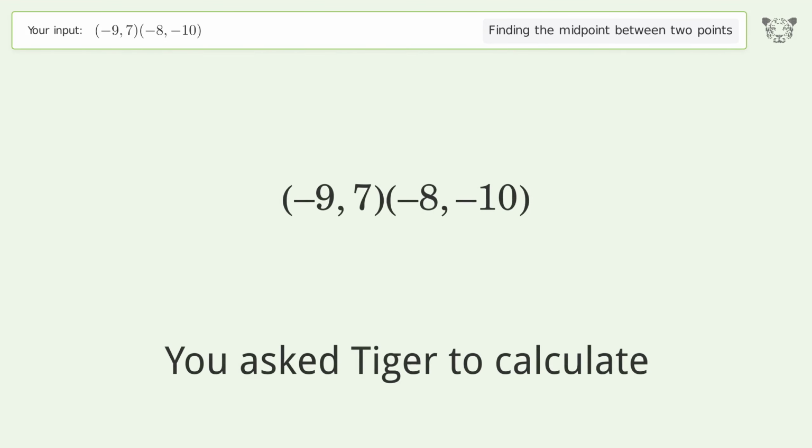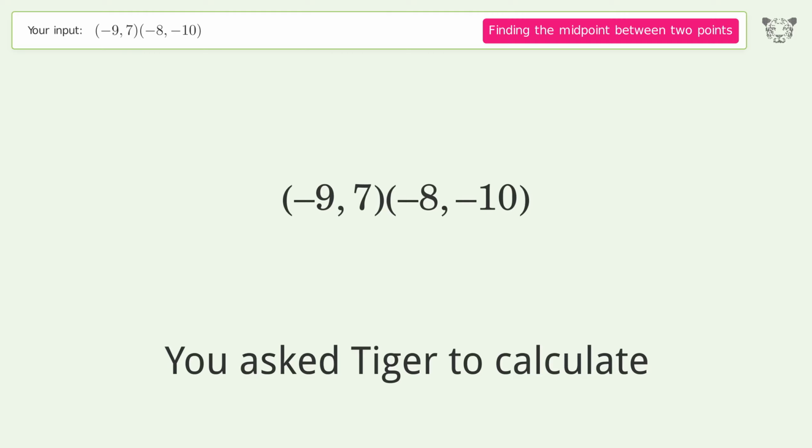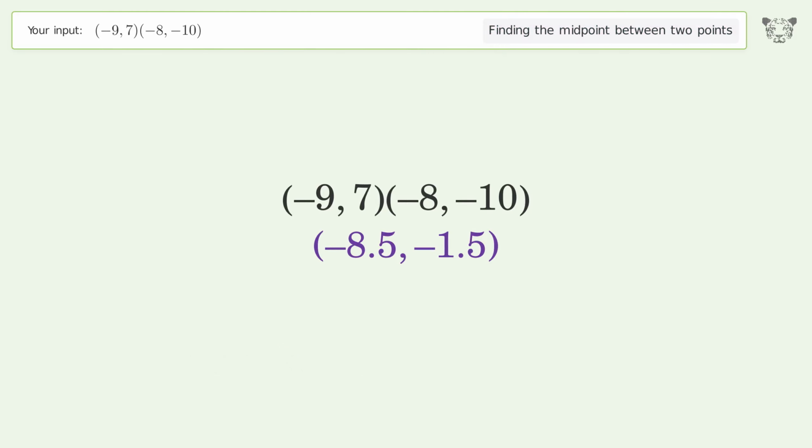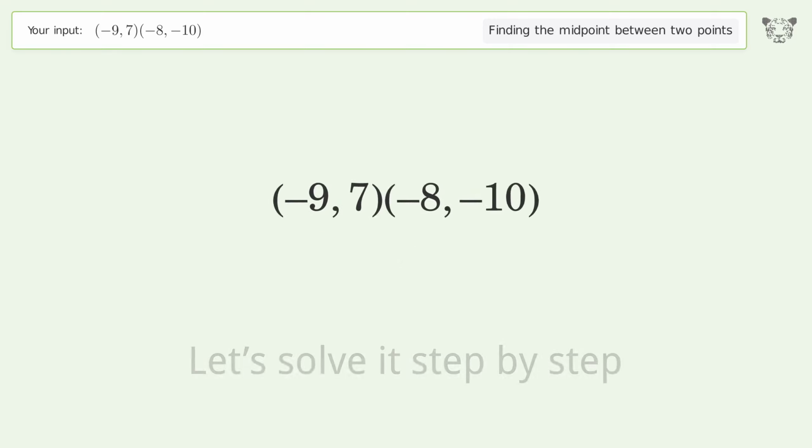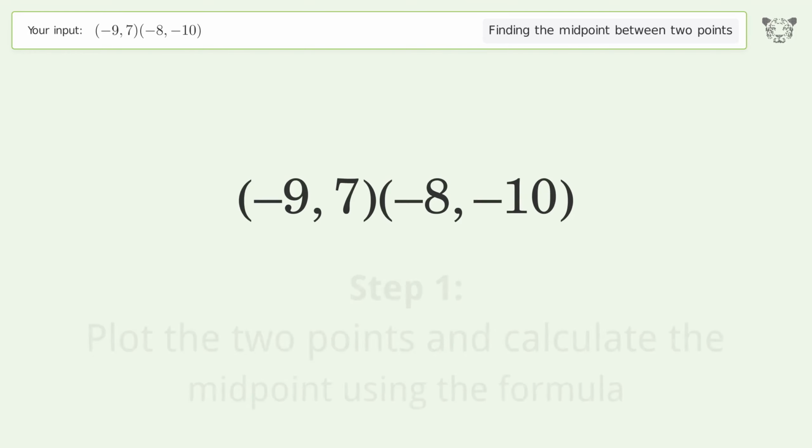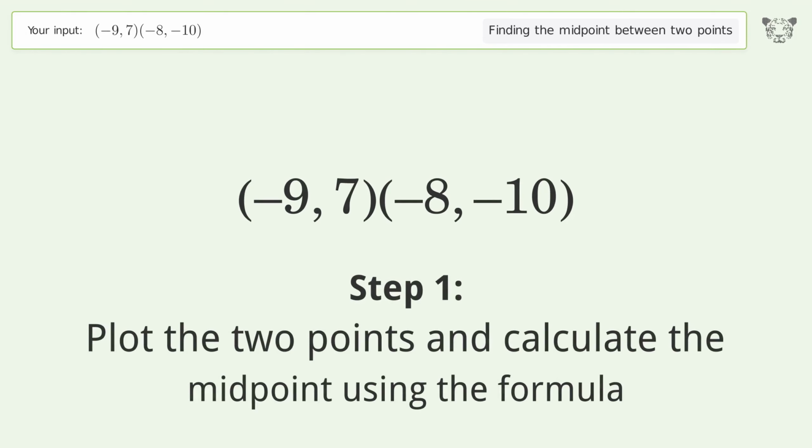You ask Tiger to calculate. This deals with finding the midpoint between 2 points. The midpoint between the 2 points is -8.5, -1.5. Let's solve it step by step. Plot the 2 points and calculate the midpoint using the formula.